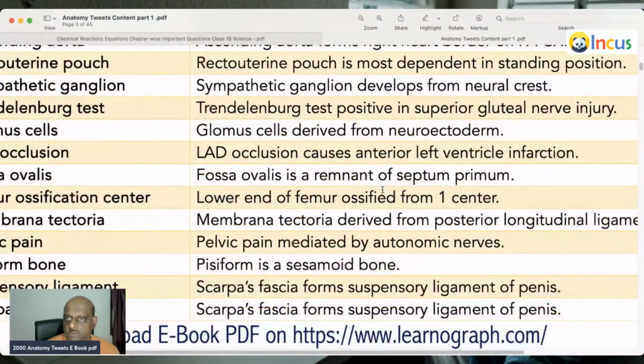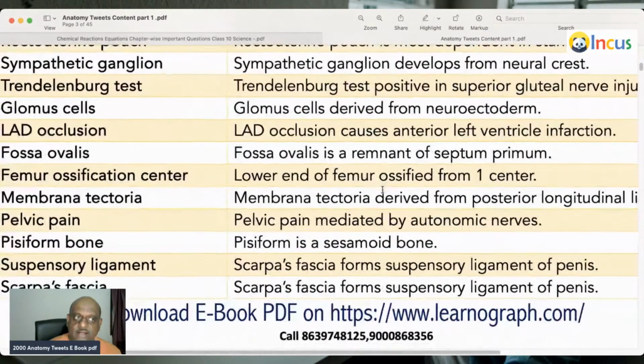Sympathetic ganglion also is a neural crest derivative. Trendelenburg's test, gluteus medius, superior gluteal nerve, you should not forget. From where are the glomus cells derived, doctor? They are derived from neuroectoderm.